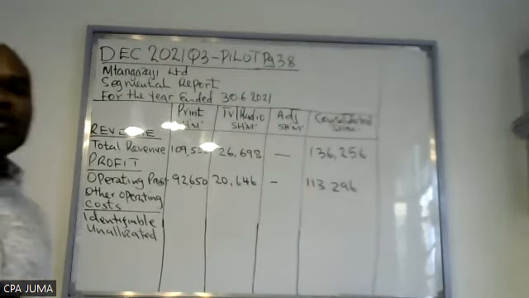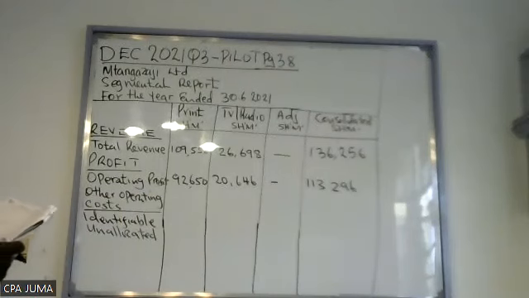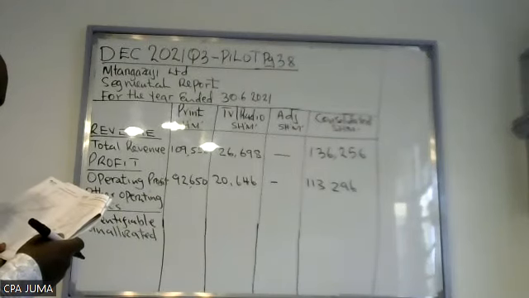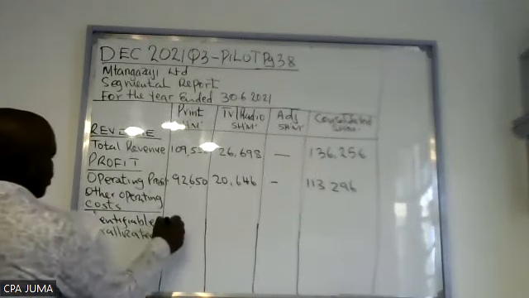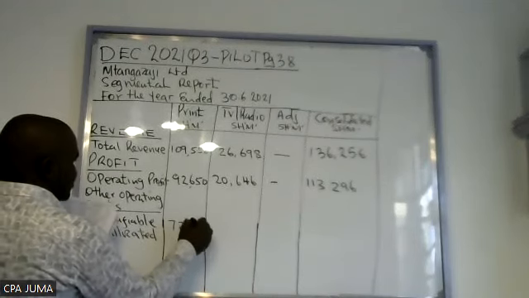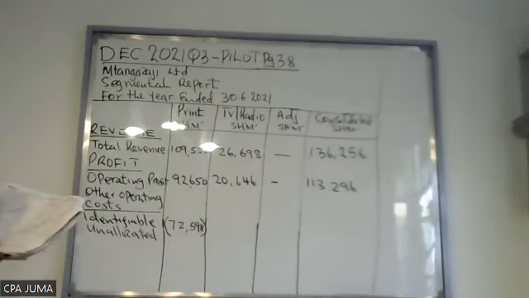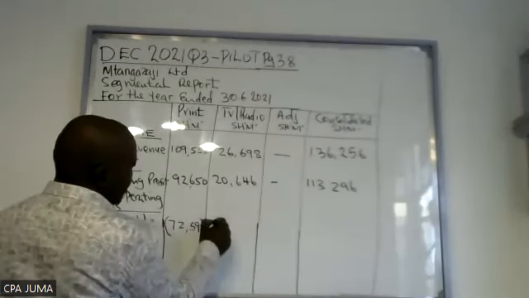Identifiable are the ones which are specific to the segment. So for print, please check keenly, this figure is 72,598. Remember to subtract. Then TV 16,160.